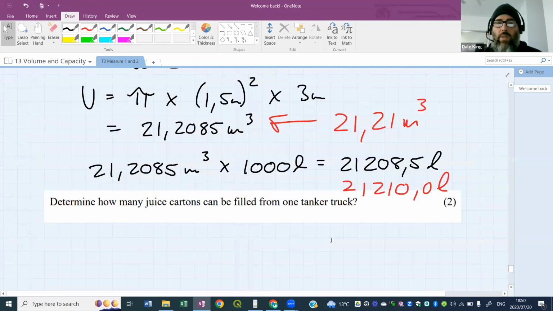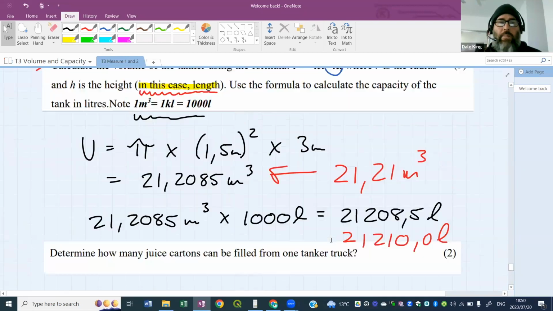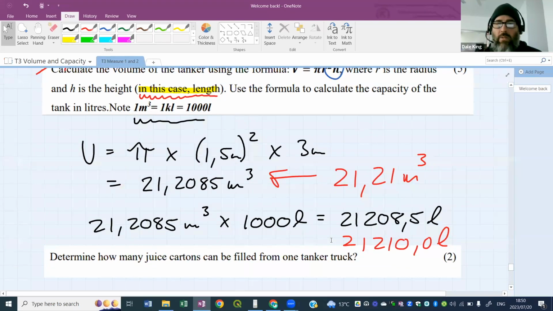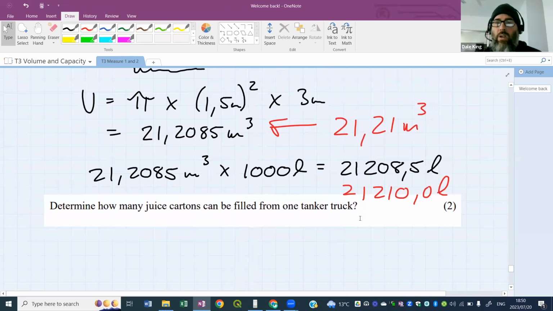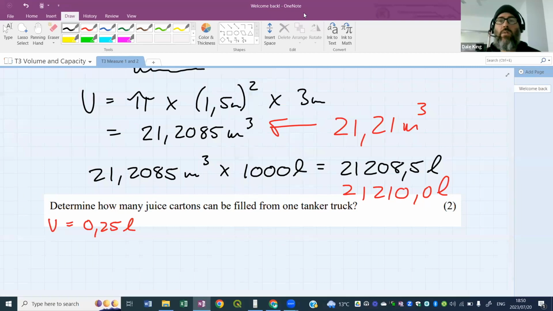Then we come down here and they say, determine how many juice cartons can be filled from one tanker truck. So how many cartons can come out of this tanker truck if they had to fill juice cartons from the juice from this tanker truck? I'll write the juice carton volume, 0.25 liters. How many juice cartons can we get out of this tanker truck? Shouldn't take you long to work that out.